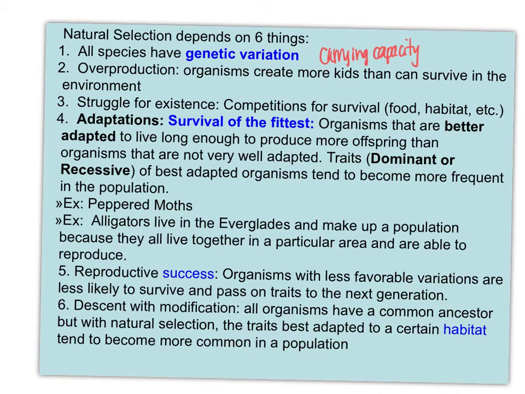That's saying that all organisms have a common ancestor. But because of natural selection, the traits that were better adapted to a particular habitat are more common. We see them more commonly, and they have been modified as they've descended, because everything came from a common ancestor. They've been modified through natural selection as we descended.